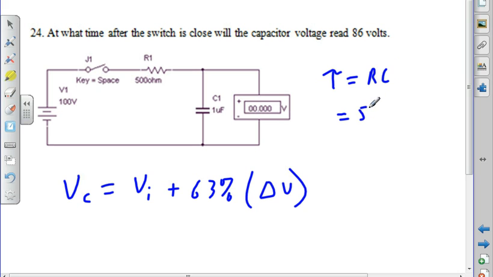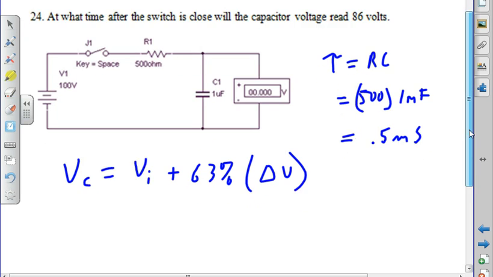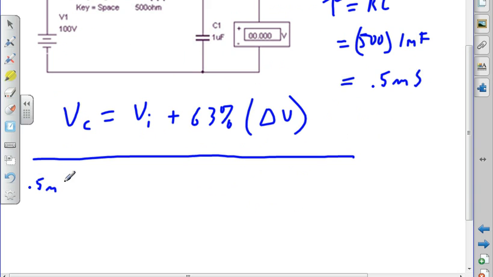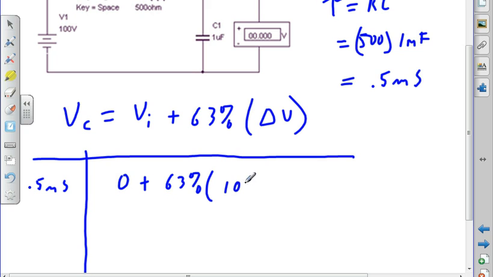And so 500 ohms times 1 microfarad would be 0.5 milliseconds. Okay, so after 0.5 milliseconds, I have initial voltage plus 63% of the difference, which would be 100. So I'd be at 63 volts.